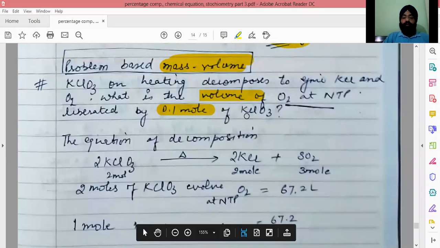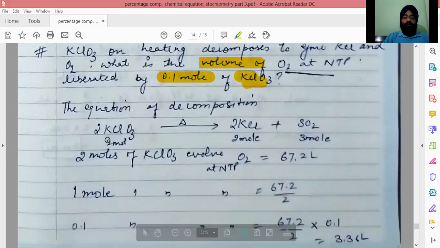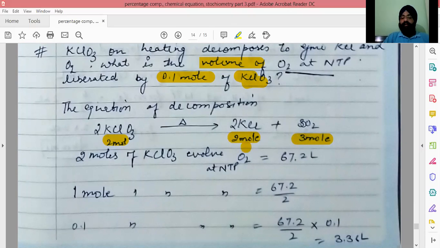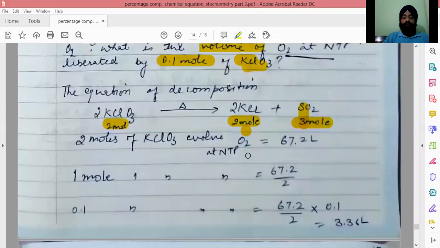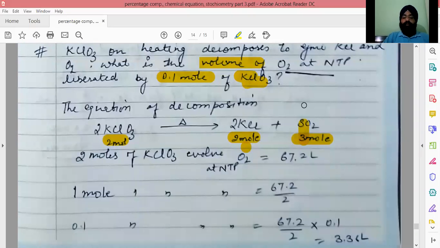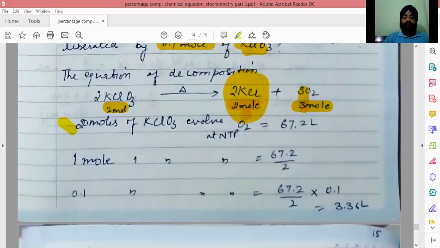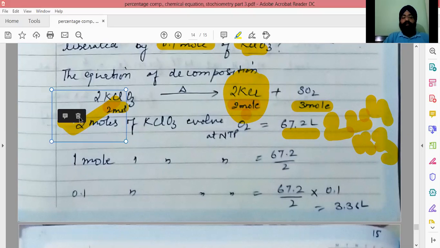So the moles are given for potassium chlorate, so we'll write the moles from the balanced chemical equation: 2 moles, and 3 moles of oxygen. We have to compare the reactant with oxygen, so the potassium chloride can be excluded from the calculations. So 2 moles of potassium chlorate evolve 3 moles of oxygen. So 22.4 into 3 gives 67.2 liters. This relation is from the balanced chemical equation.